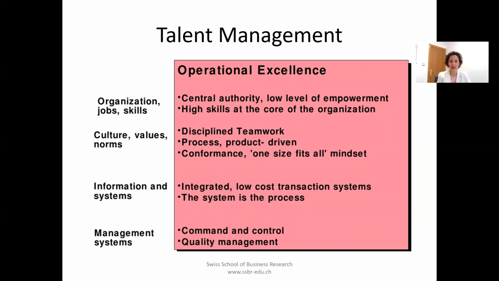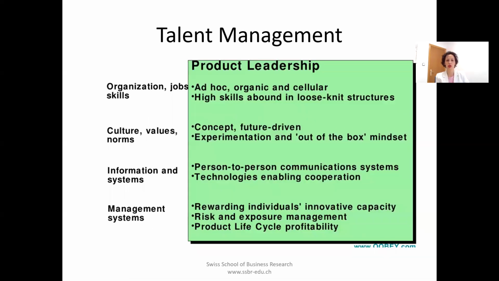In terms of information and systems, well, we can see that there are low-cost transactional systems that are integrated throughout the organization. The system is the process itself. And in terms of management, basically, well, there's one central authority. So I command, I control, I am the authority figure. Nobody else can say anything. And quality management is one of the approaches here, where management is very important, has to have great quality management in order for this organization to achieve its goals.